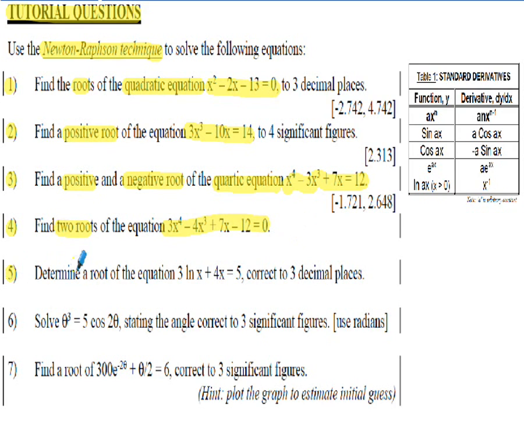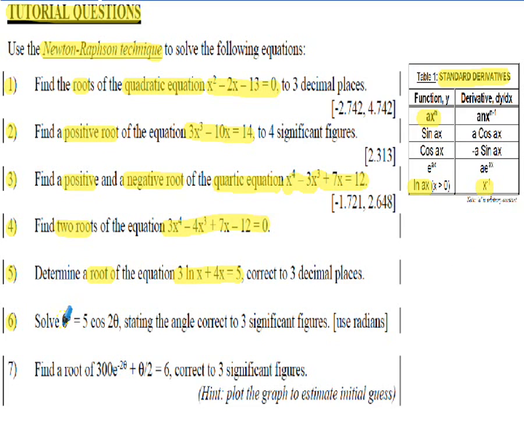Now question 5, we're asked to find the root of the equation 3 multiplied by the natural log of x plus 4x equals 5, to 3 decimal places. Up to now, all the differentials have related to the ax to the n format in our standard differential tables. This one now relates to the ln ax format. You have ln 1x effectively here. So when you differentiate that term, make sure you use the standard forms in the table.